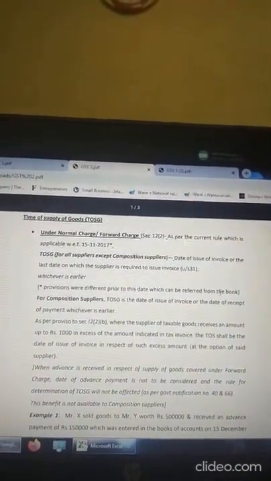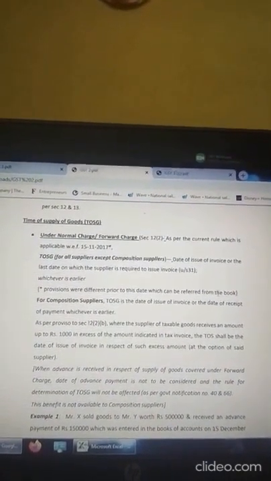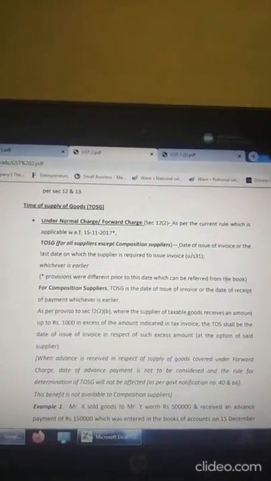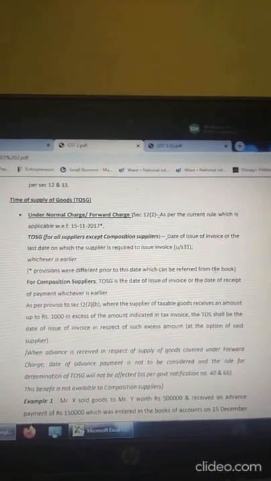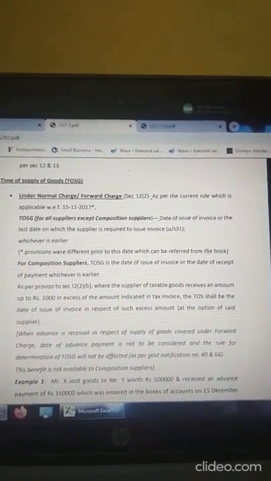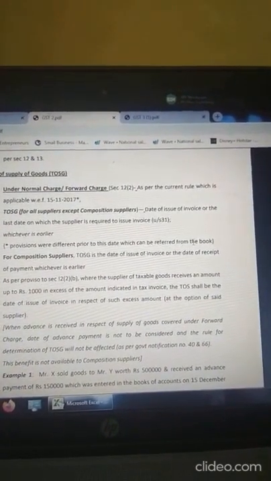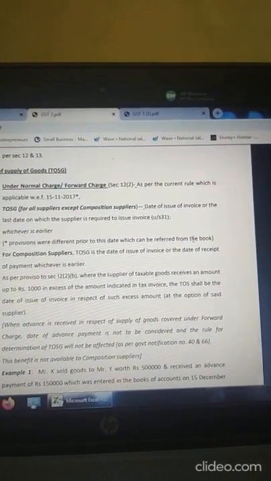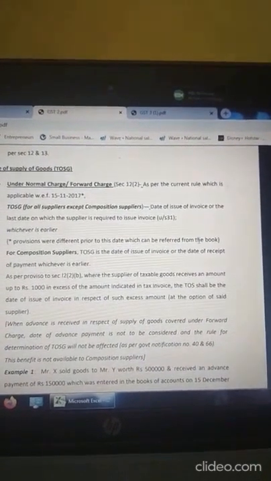Under section 12 subsection 2, as per the current rule which is applicable with effect from 15th of November 2017, the time of supply of goods is the date of invoice or the last date on which the supplier is required to issue the invoice, whichever is earlier. For composition suppliers, the time of supply is the date of issue of invoice or date of receipt of payment, whichever is earlier.